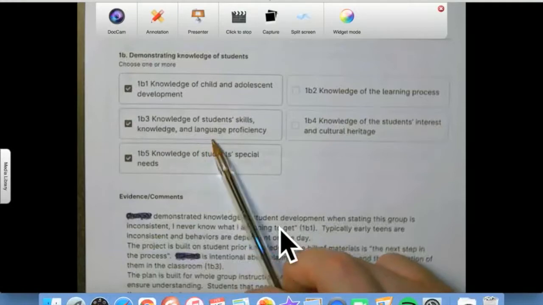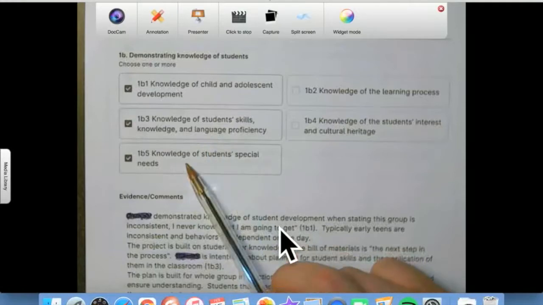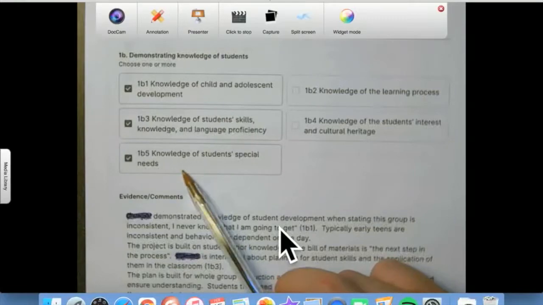I have knowledge of the students' special needs, so this means I'm up to date on IEPs, 504 plans, basically special needs items or assistance and that sort of thing for my students.